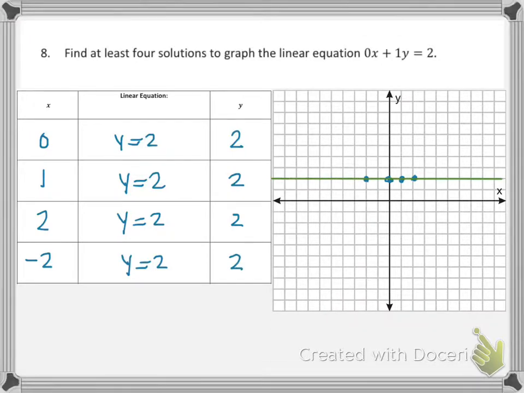So really, we can look at this equation and say that 0x is nothing because no matter what I put in for x, it's going to multiply by 0 and get 0. So my equation really here is y equals 2.